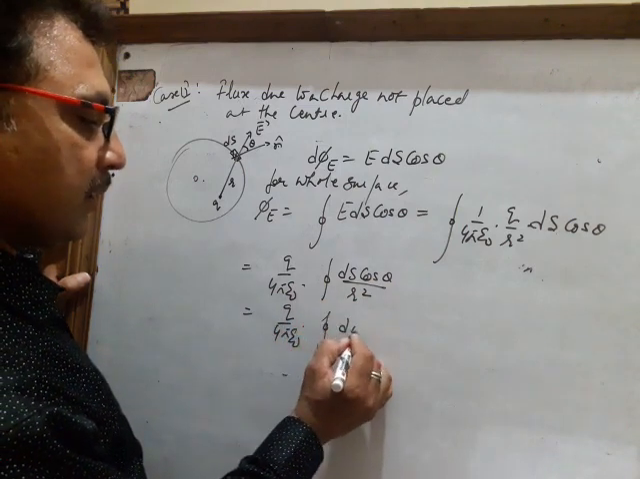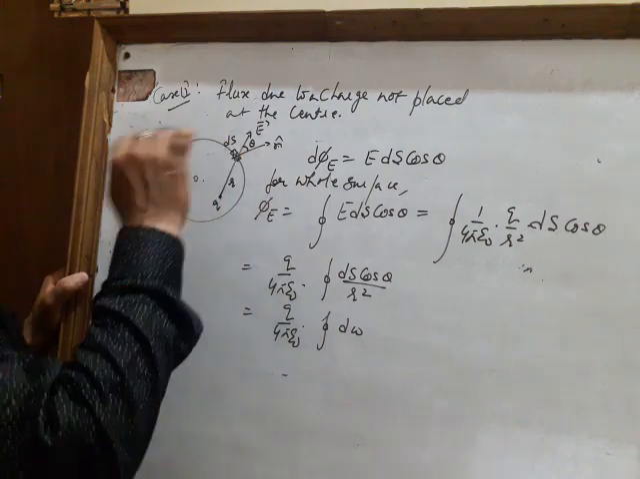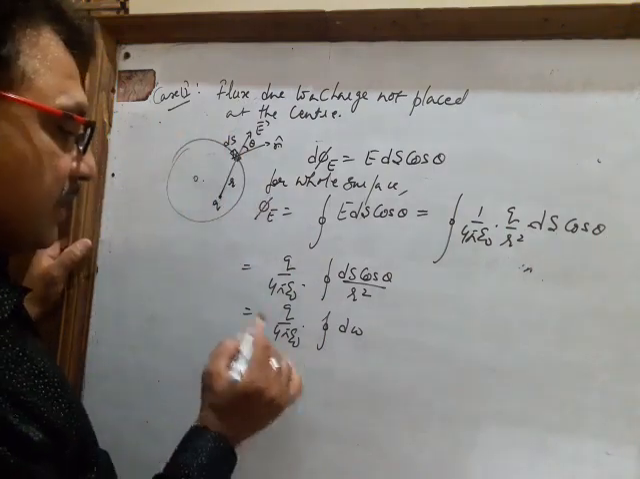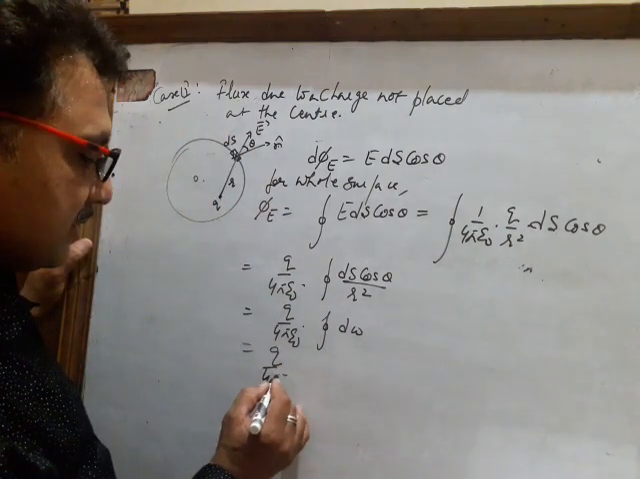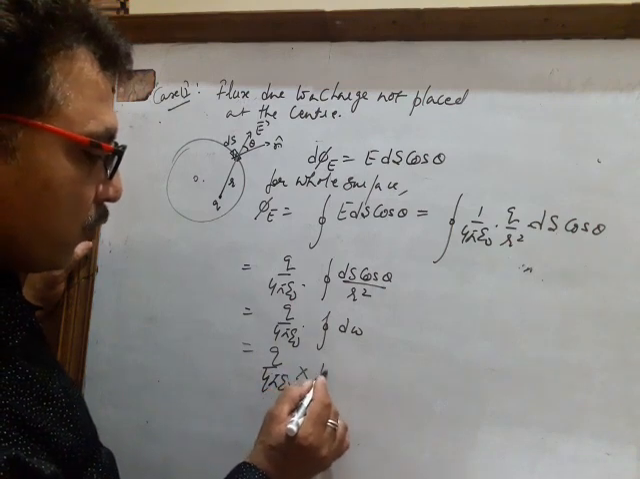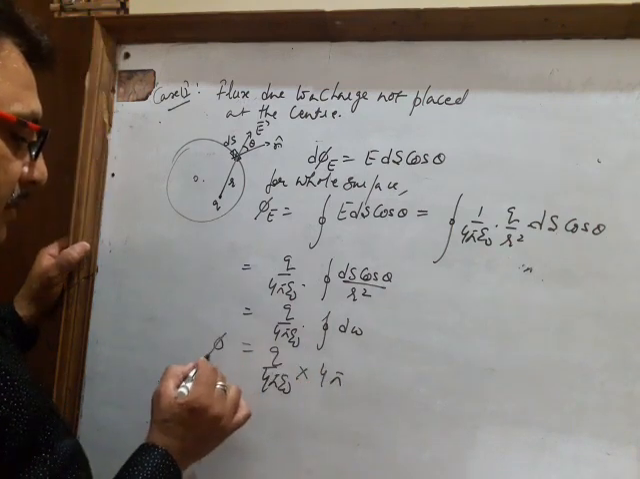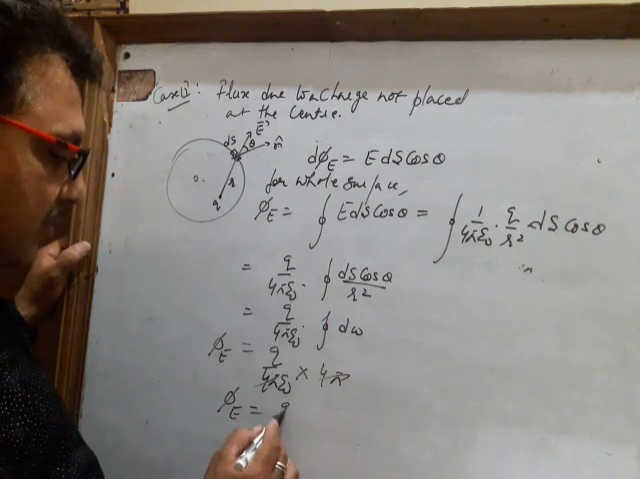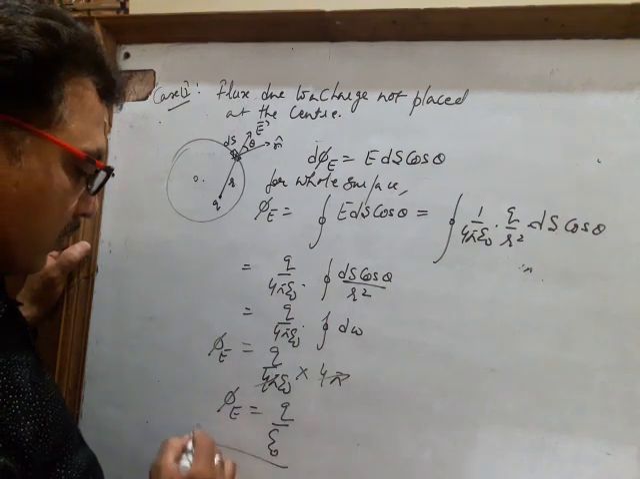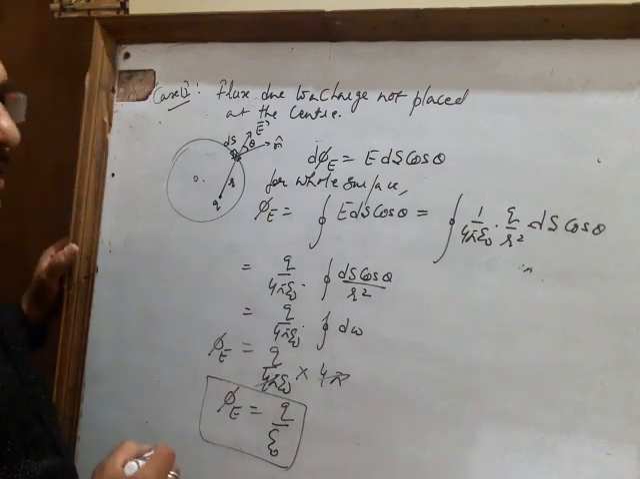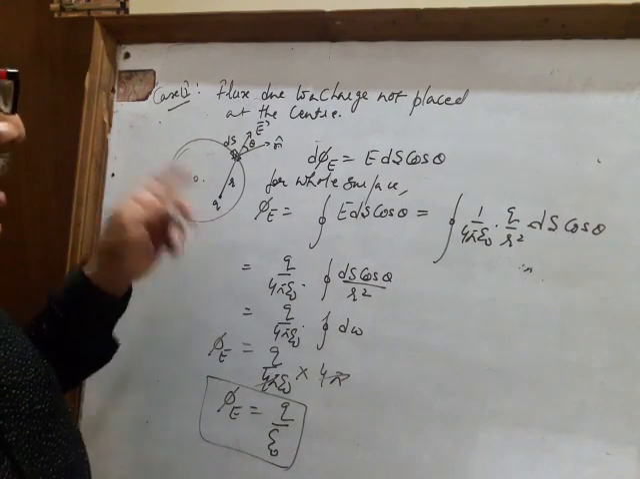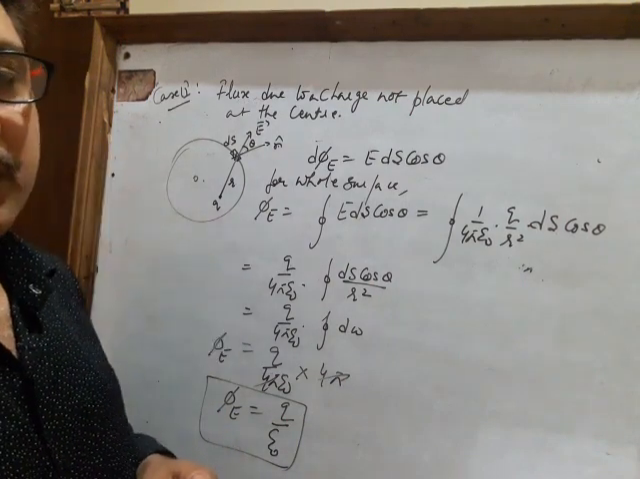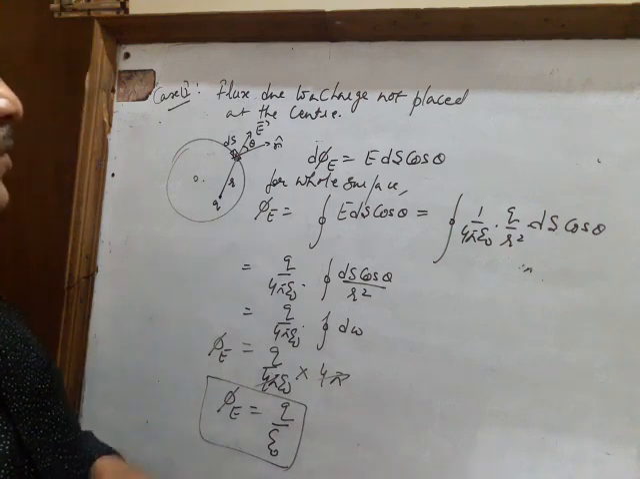So this is actually d omega, and what is the value of d omega for the whole spherical surface? That is omega, which is 4 pi steradian. So this cancels out, and phi E, once again you can see, this is q upon epsilon naught. Once again proved when the charge was not placed at the center. So this is the proof of Gauss theorem.